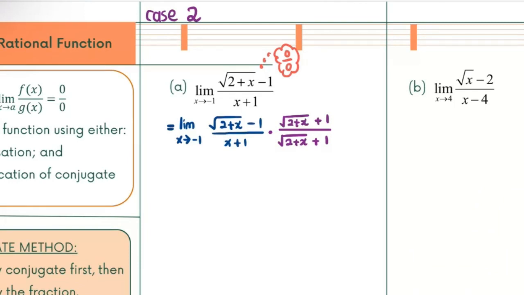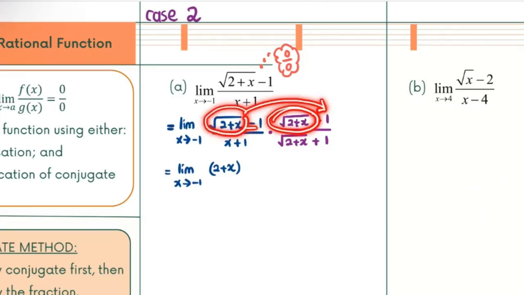Okay, saya tunjukkan ya. Setelah kita expand, square root of 2 plus x multiply by square root of 2 plus x. Kamu akan tinggal 2 plus x sahaja. Okay, dan square root 2 plus x, you multiply by 1 dapat square root of 2 plus x minus dengan square root of 2 plus x. So nampak tak? Square root of 2 plus x minus square root of 2 plus x will be 0. So negative 1 you multiply by 1 dapatlah minus 1.